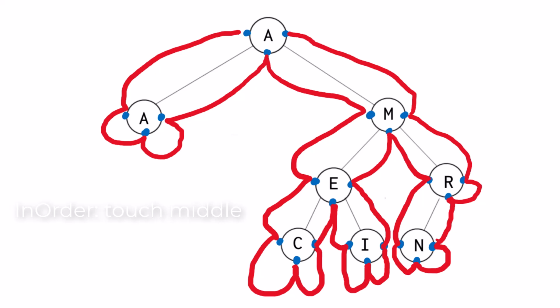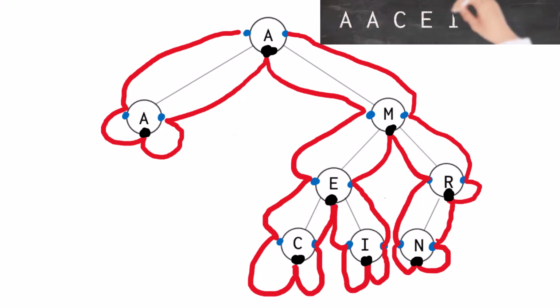In the same way as we did with the preorder traversal, for the inorder traversal, we begin at the root node, but this time only report when we reach a middle point, which will not be until we reach the left child of the root, the A. Continuing, we reach the middle of the root node, also A, and keep going until the next middle point is reached, all the way down to the C. E middle is next, then I middle, followed by M middle, and finally N and R, which completes the inorder traversal of this tree, AACEIMNR.